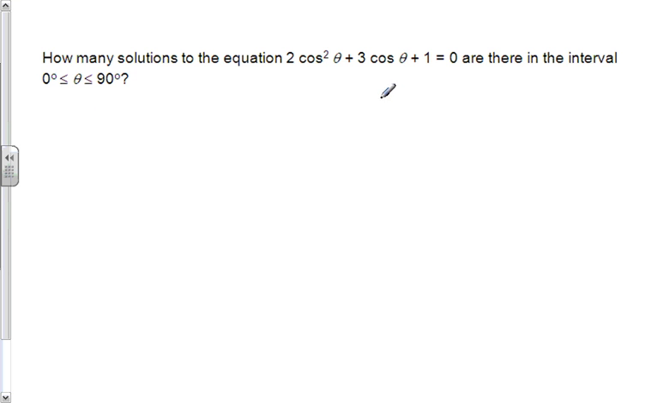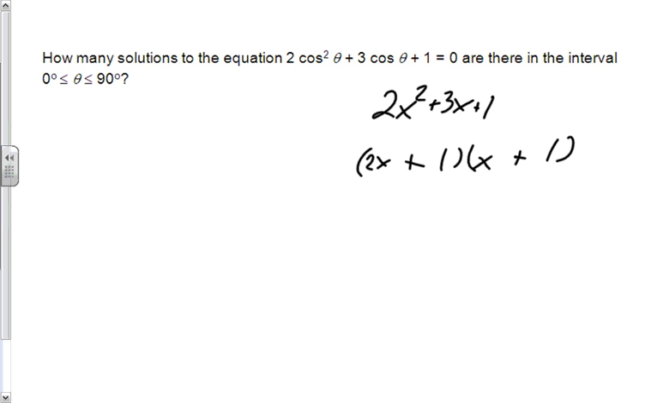Think of it as 2x squared plus 3x plus 1. I factor that. Things that multiply give me 2x squared: 2x and x. Things that multiply give me 1: 1 and 1. Better be two negatives or two positives. Well, everything's positive, so this better be positive. All right? So, that's our problem.